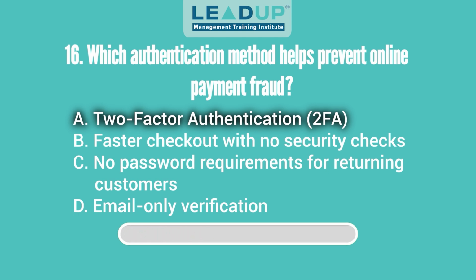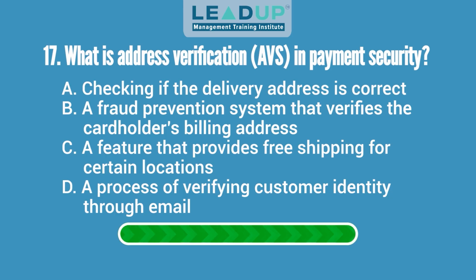Answer: two-factor authentication, 2FA. Question 17. What is address verification, AVS, in payment security? A. Checking if the delivery address is correct. B. A fraud prevention system that verifies the cardholder's billing address. C. A feature that provides free shipping for certain locations. And D. A process of verifying customer identity through email.